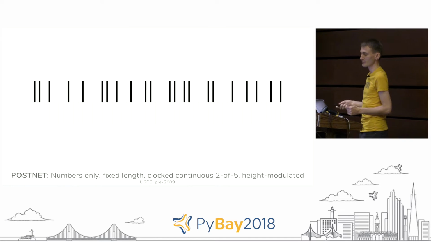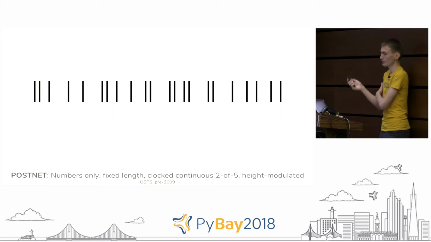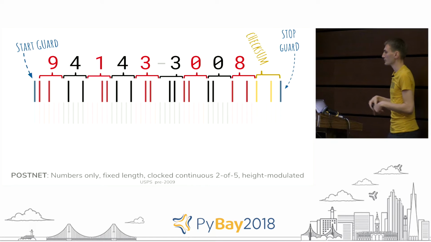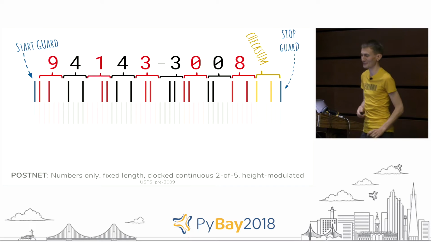They have a clock track at the bottom, and the presence or absence of a bar on top in the second floor of the barcode defines what the barcode is. And this is actually the zip code of the location we're currently at, using the encoding that the USPS used until 2009, and now they use a different one.